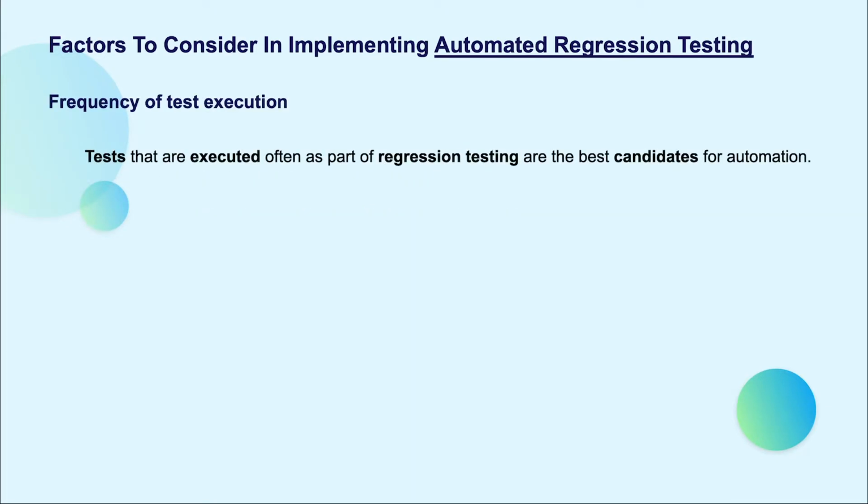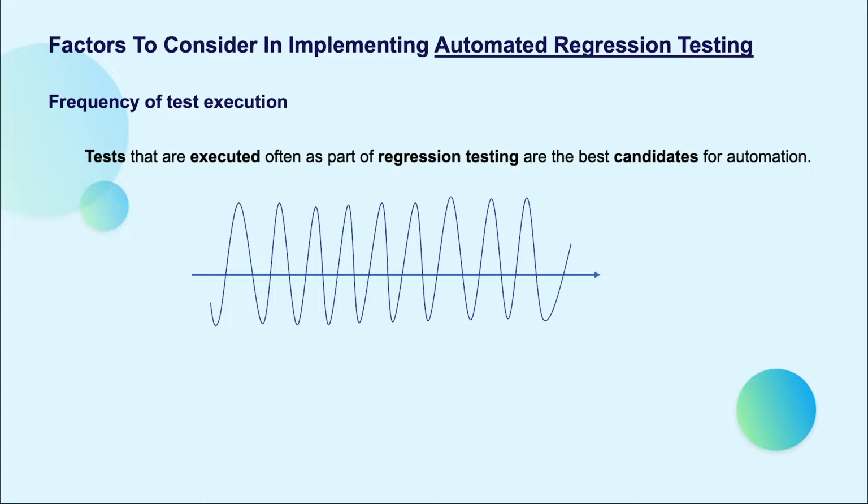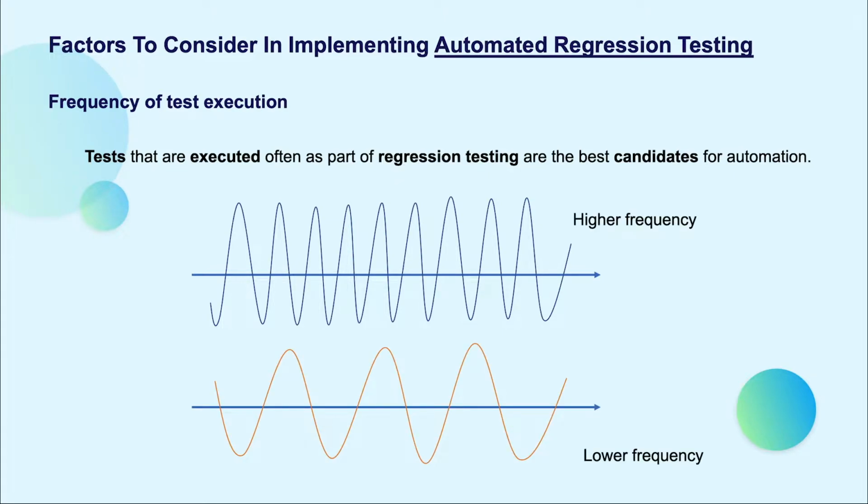Tests that are executed often as part of the regression testing are the best candidates for automation. Automation, just like manual testing, requires a certain amount of effort, so only higher frequency tests are automated first. Meanwhile, the remaining low-frequency regression tests can still be tested manually.